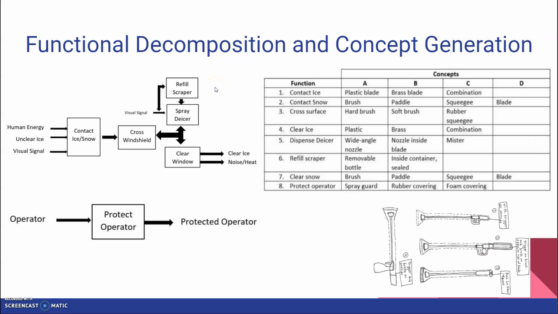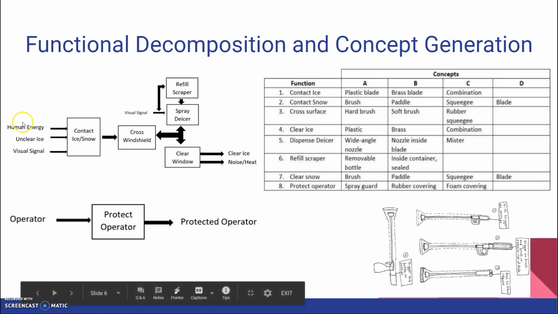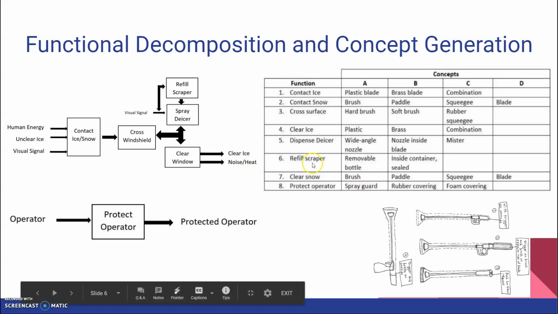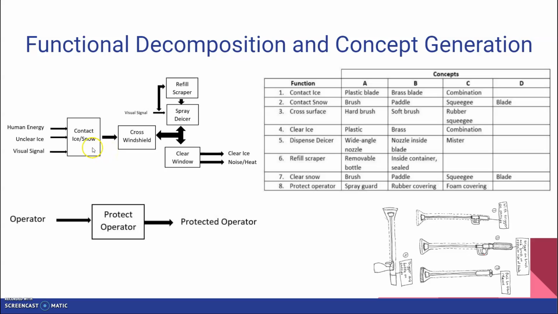Afterwards, we did a functional decomposition where we looked at all of the functions that the ice scraper would need to be able to perform. That's listed in these diagrams right here. After doing the functional decomposition, we generated a few different concepts using those functions. Specifically, a couple of changes that we made were separating contacting ice and the snow, because those were going to be two separate functions in the final product, as well as clearing the ice and snow.